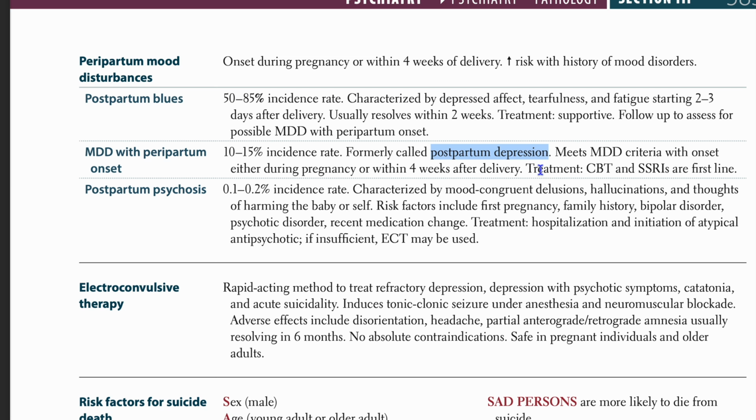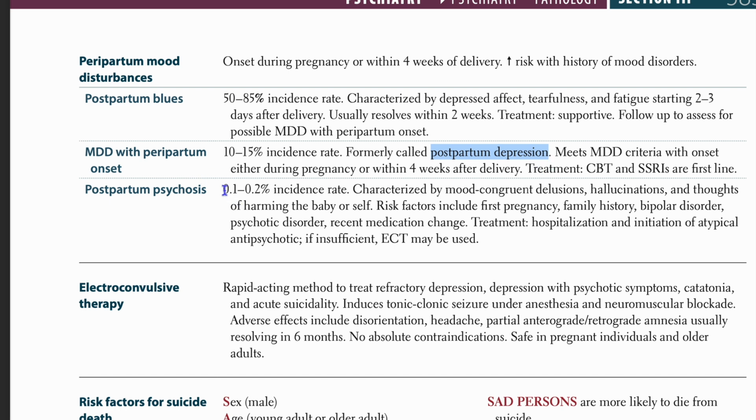Postpartum psychosis, 0.1 to 0.2% incidence rate, characterized by mood congruent delusions, hallucinations, and thoughts of harming the baby or self. Risk factors include first pregnancy, family history, bipolar disorder, psychotic disorder, recurrent medication change. Treatment is hospitalization and initiation of atypical antipsychotics. If insufficient, ECT may be used.